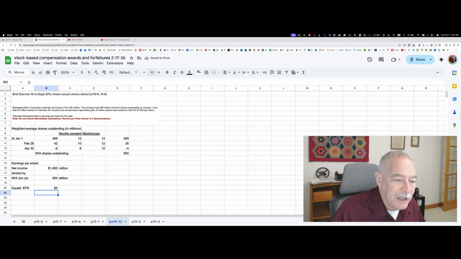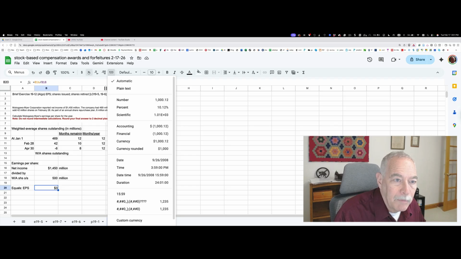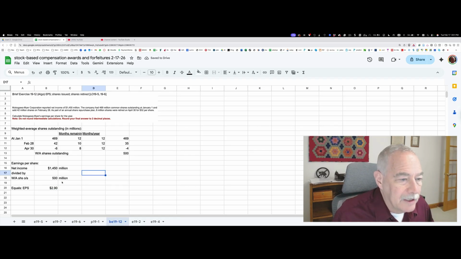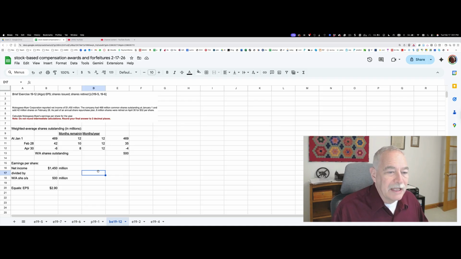And it's not 3, that's rounded. Let's put, I'll make it like this, $2.90. And that is Mukogawa Meyer's earnings per share, and that's the simplest one you're going to come across. We'll get more in depth there as we go on.